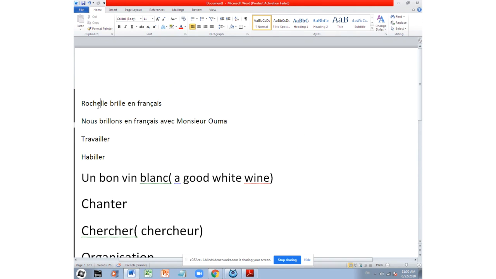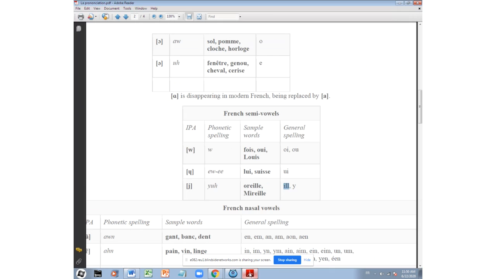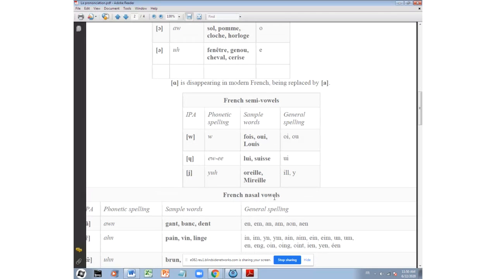Okay, that is that. So back to the document we were talking about here. So we say oreille, we say mireille. Now the French nasal vowel, summary of what we are talking about.